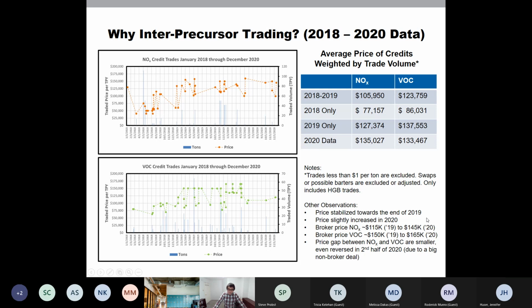So for the broker price, there is still a gap between NOx and VOC, but I'm not going to be surprised if this gap is also getting closed in the near future. But by doing the modeling, we still can demonstrate that using less NOx for more VOC is possible.